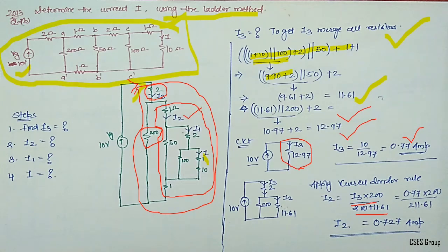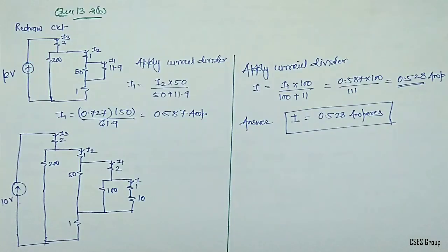Please look here, guys. This is the simplified diagram for which I am applying the current divider rule, and you will end up with I2 equals 0.727 amperes. Now I2 is there. We will go for calculation of I1 and then calculation of I. So let's go to the next part. I2 is already identified. Now we are going for calculation of I1.